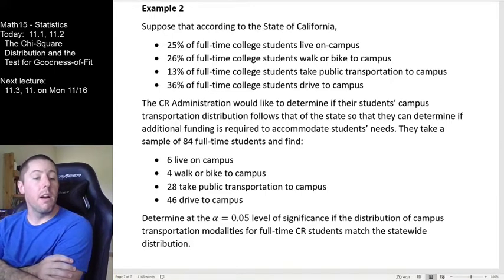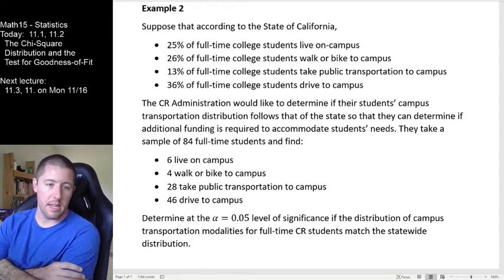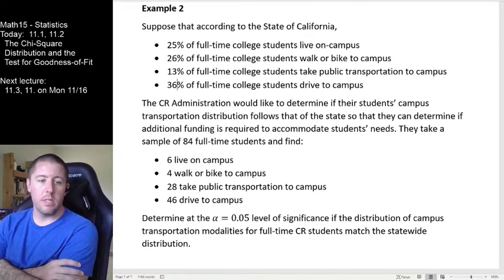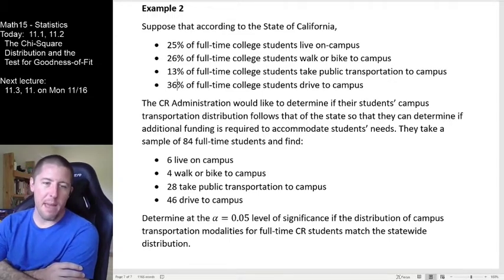So what the CR administration might then say is, well, do our students match the statewide proportions out there? Because especially in states like California, the state is going to look at what's happening on average throughout the state, and then it is going to fund all the individual institutions based on that statewide average. If CR can determine and statistically prove that their students do not get to campus the same way as happens across the statewide level, that might be justification to request additional funds from the state to help support things like having buses get people to campus.